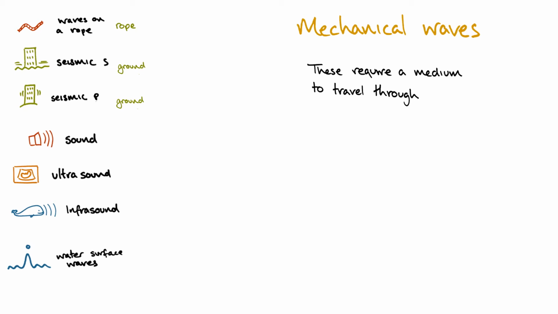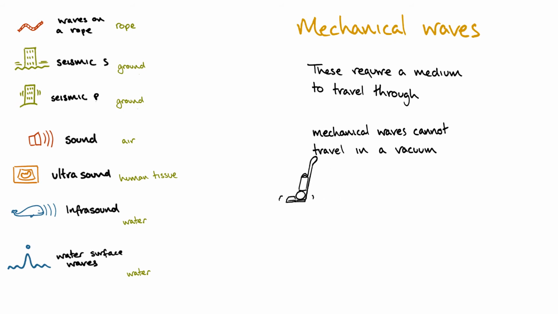But in the examples here, the speaker is producing sound that moves through the air. The ultrasound of a fetus is moving through human tissue. And infrasound created by a whale is moving through water. Water surface waves also move through water. Mechanical waves cannot travel in a vacuum.